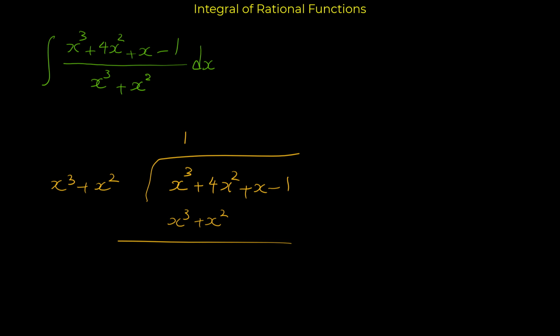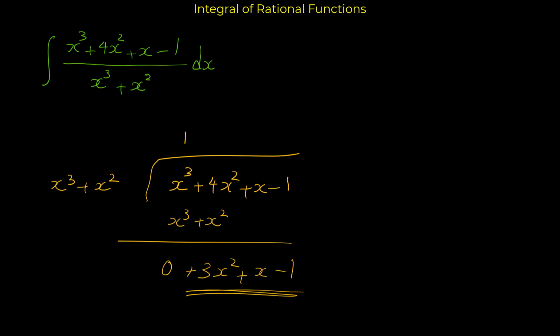But if it was a little confusing for you, you can change the sign of these expressions, and then instead of subtracting, you can add these with these. So it's up to you. Anyway, subtract any way you like. So x to the 3 minus x to the 3 would be 0. Then 4x to the 2 minus x to the 2 would be 3x to the 2. And don't forget to put x minus 1.